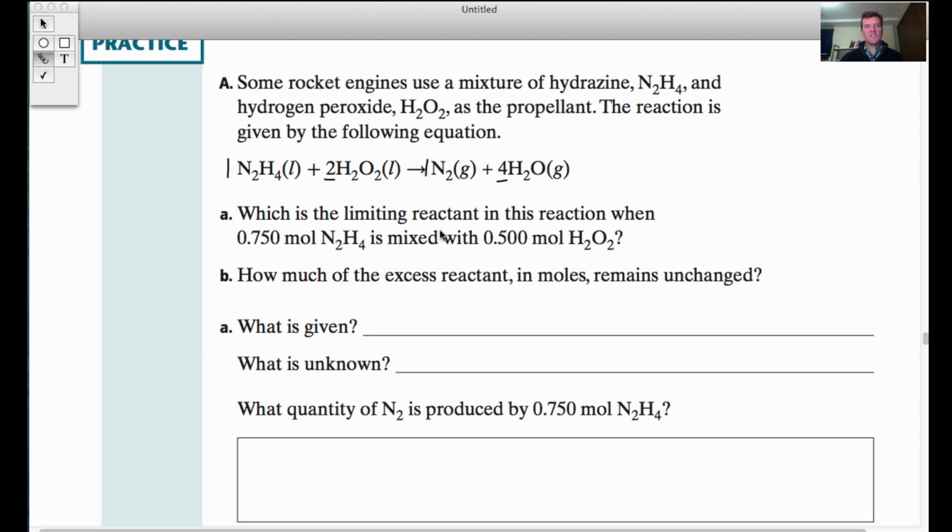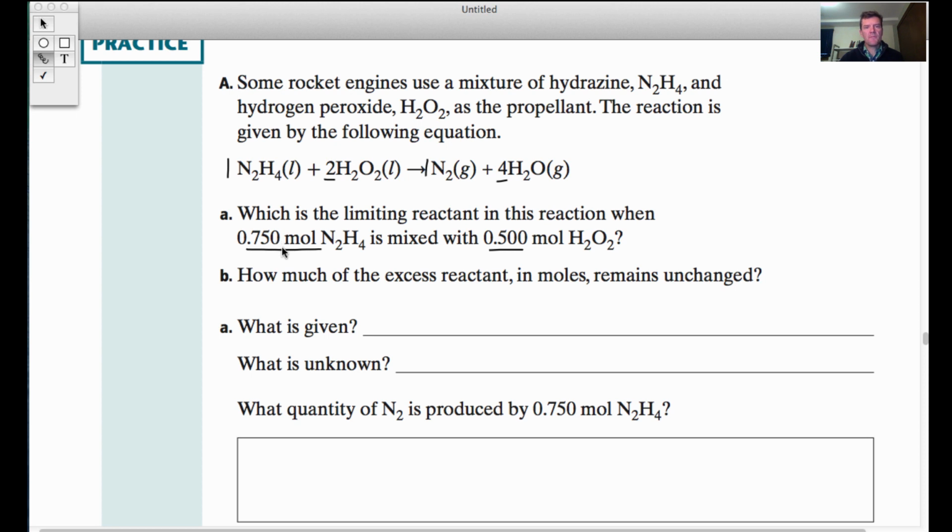First, it says, what is the limiting reactant? Well, let's determine that. When 0.75 moles of the dinitrogen tetrahydride is mixed with a 1/2 mole of the dihydrogen dioxide. That's actually hydrogen peroxide. Okay. So let's see here.